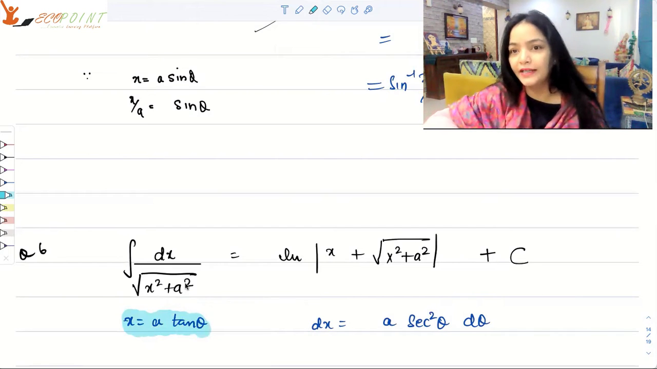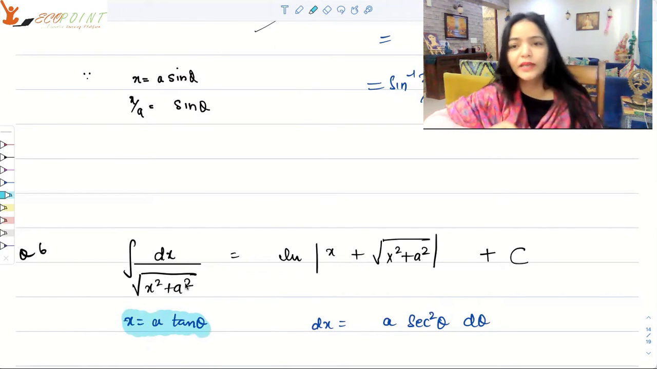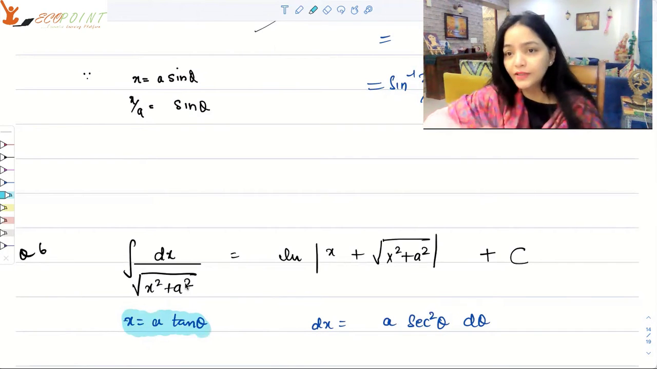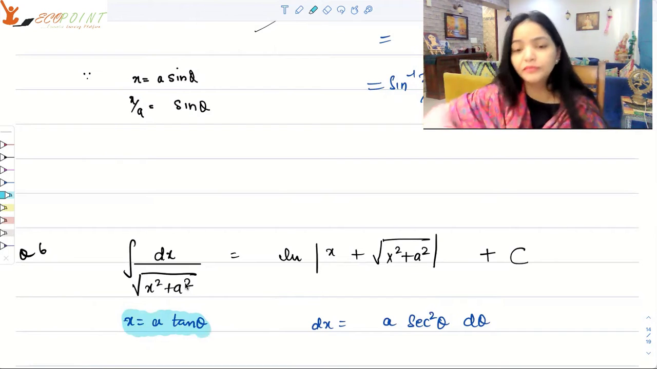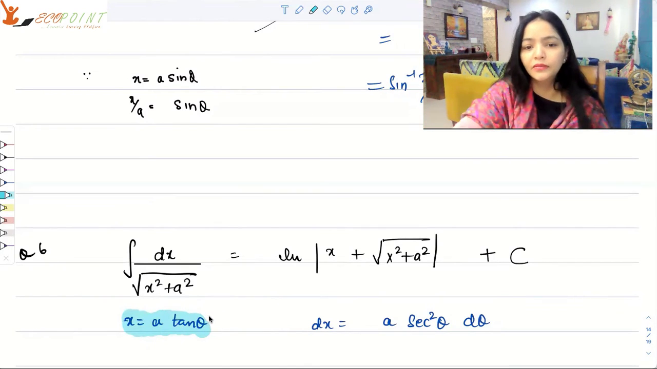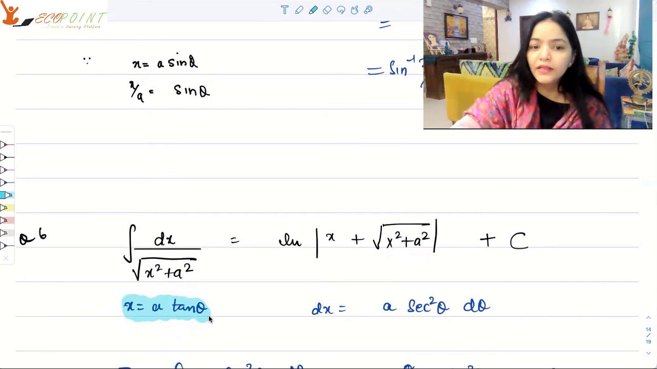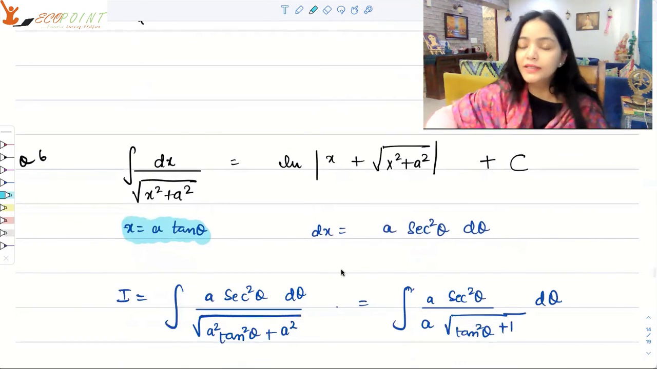see, because of the identities, the secant and tan identity, that's how you realize that in squares, when you have x squared plus a squared, x squared minus a squared, what should I use? Should I use sine, cos, or secant and tan? So it really depends on the plus, minus, and all. So what you do here is, if you take x as a tan theta, your dx will be a secant square theta d theta, right?